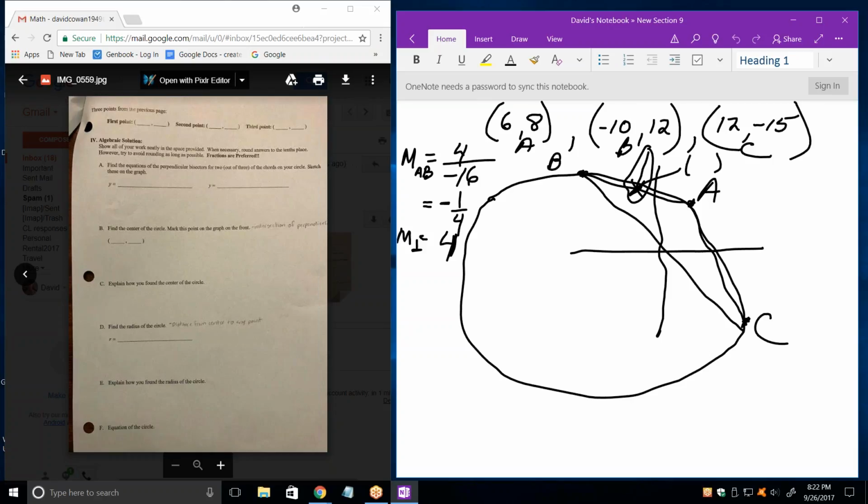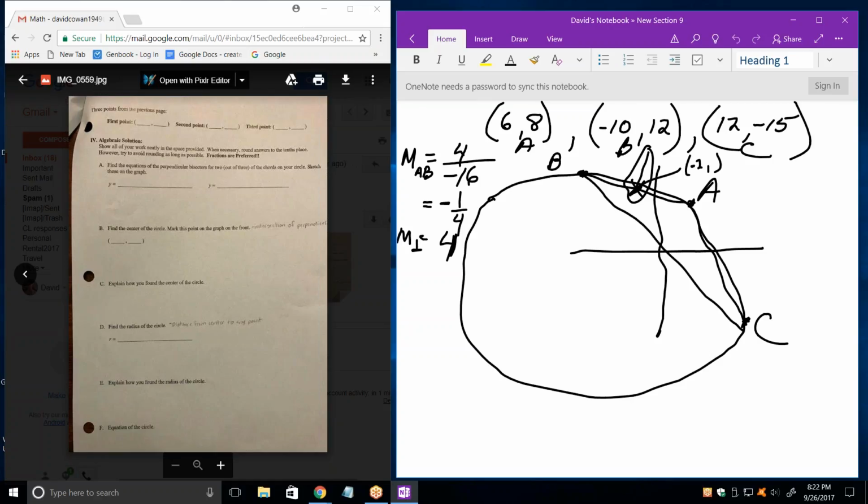Well, what's halfway between the x values? You add the two x values and divide by 2. So what do you get? You get negative 2 for the midpoint. In other words, when I add 6 and negative 10, I get negative 4. Divide by 2, I get negative 2.